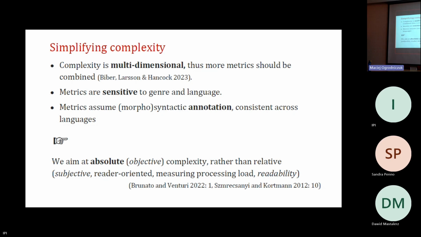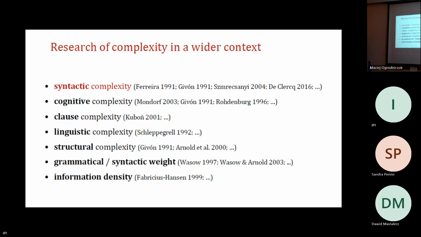And we don't actually want to go into the reader's or the hearer's mind and discover how hard or easy it is for them to understand a sentence. We aim at something absolute, objective, measurable. So in a wider context, it's not just syntactic complexity, it's also cognitive complexity, clause complexity, and all these other types of complexity. And we are dealing with syntactic complexity.